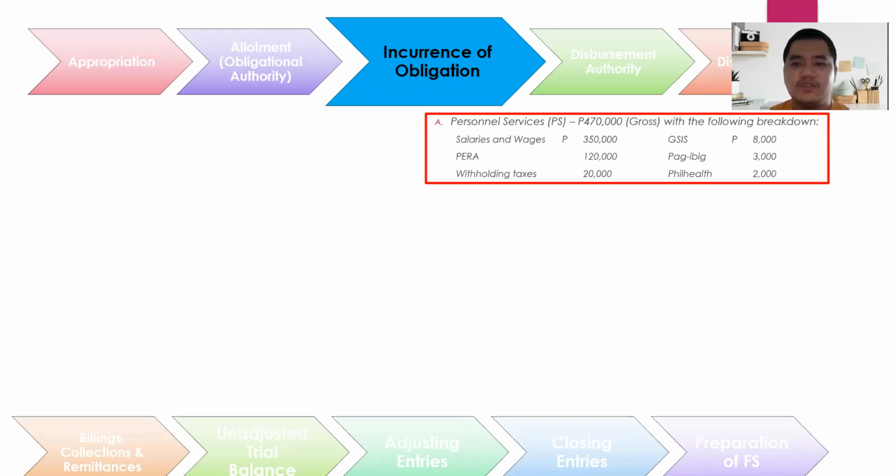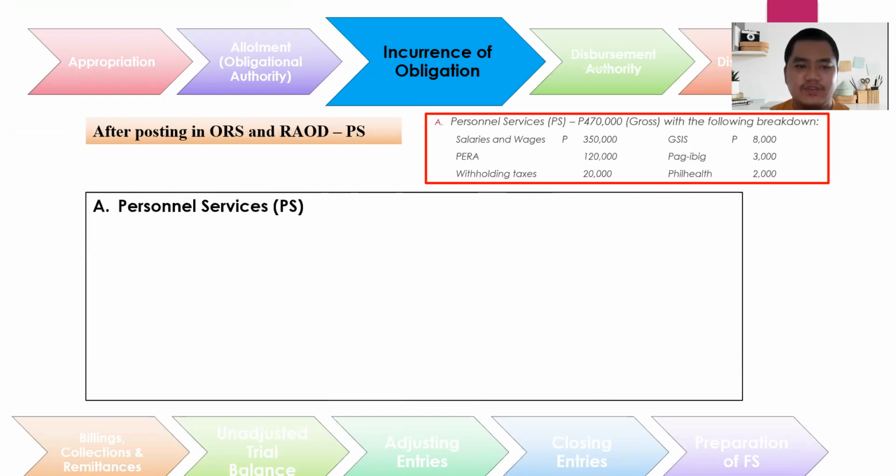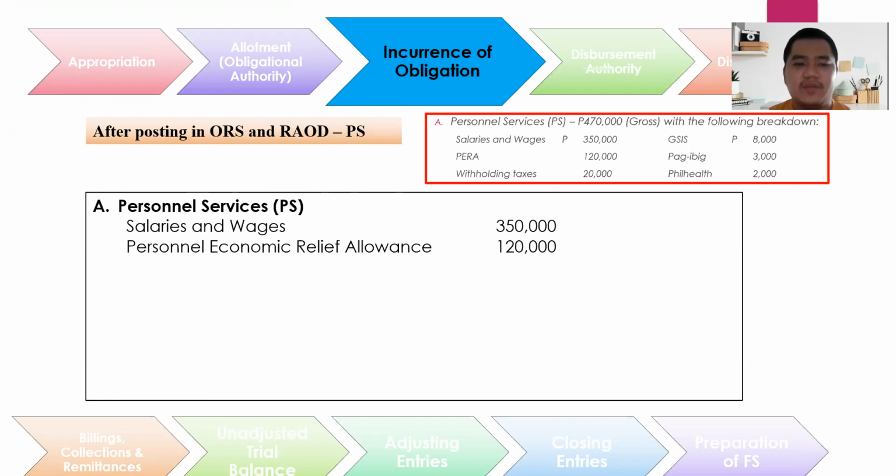Now, as to the accounting entry, the following entries will be recorded in the accounting books. For the personnel services, after posting in ORS and RAOD PS, the journal entry will be as follows. We have a debit to salaries and wages for 350,000. Debit to Personnel Economic Relief Allowance, or PERA, 120,000. And then credit to due to BIR for the withholding taxes amounting to 20,000.